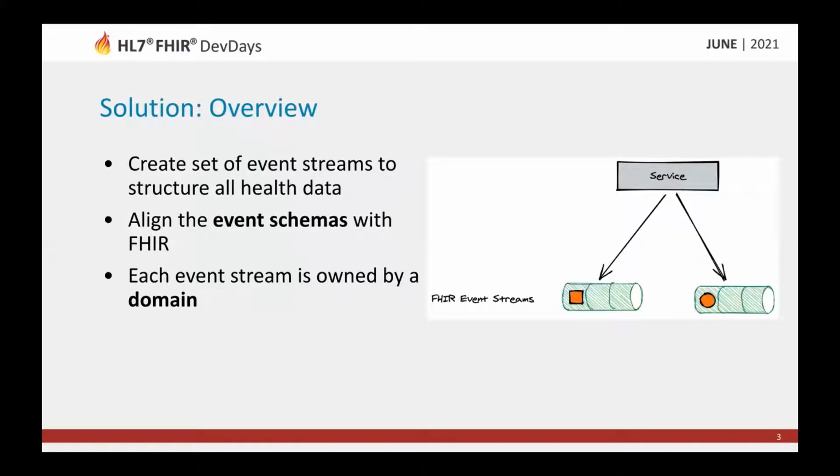Each event stream has a schema that's aligned with FHIR, and each stream is owned by a domain, which is chosen to be distinct from any product that changes over time, but it can be informed by the expertise of that product owner.